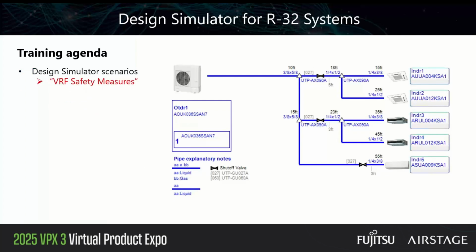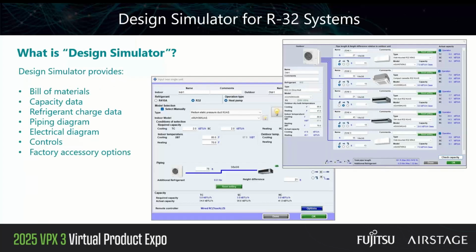We've got a lot of good information to go over, to include how to use Design Simulator to qualify the system to determine the need for any A2L mitigation, or as it's verbiage in Design Simulator, VRF safety measures. So we can use, again, the software to confirm that our charge is going to be compliant or not. And if not, what countermeasures can we do to make sure that the charge is in compliance?